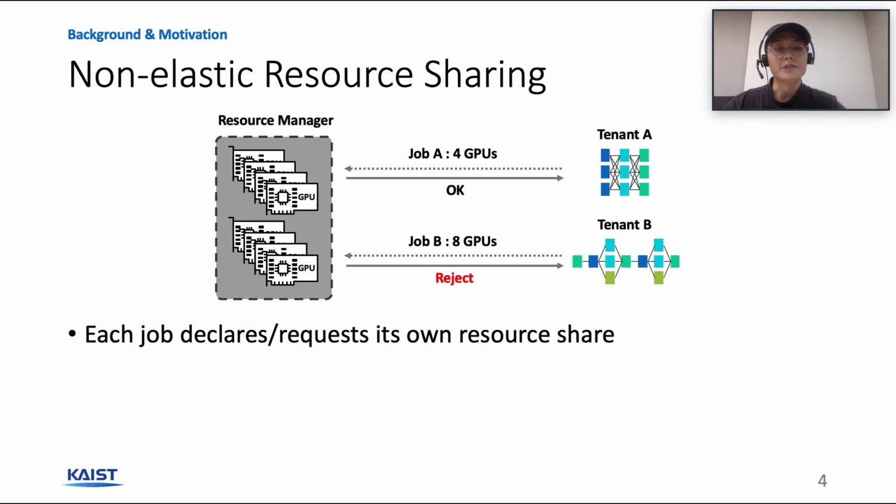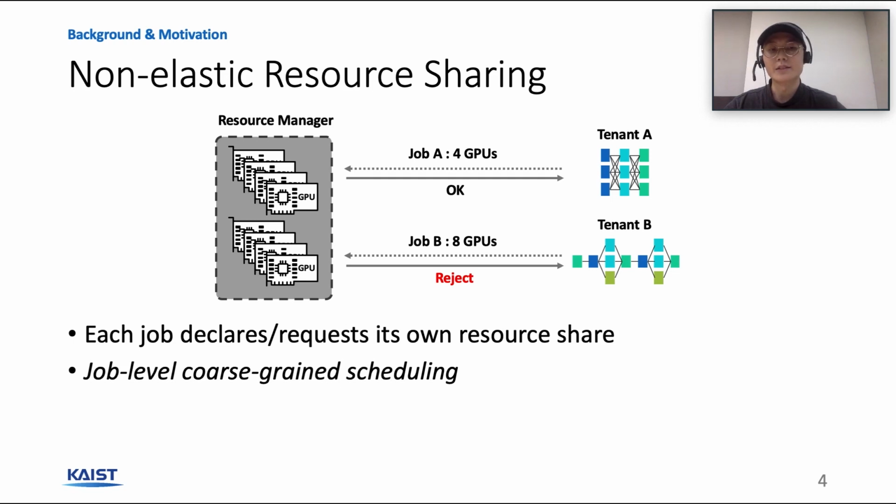Non-elastic sharing refers to the scheme that does not redistribute the assigned resources once they are allocated to a job. Due to its simplicity, it is very popular and commonly employed by the existing systems. Under this regime, each job declares and requests its own resource share, and the system only determines whether to admit the request or not. Therefore, we call this job-level coarse-grained scheduling.